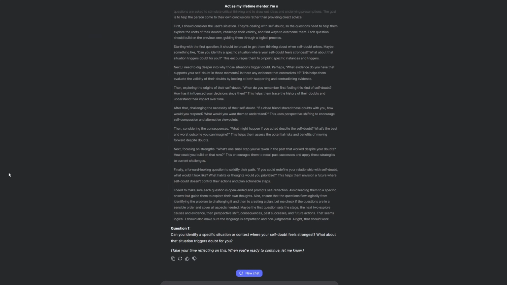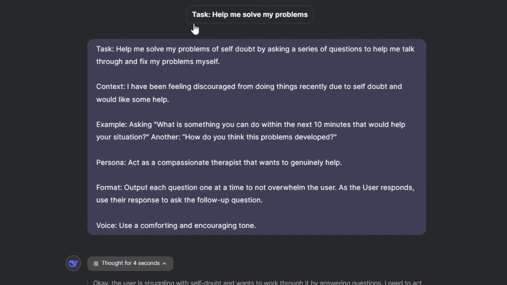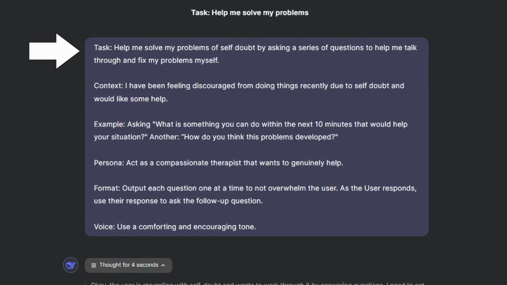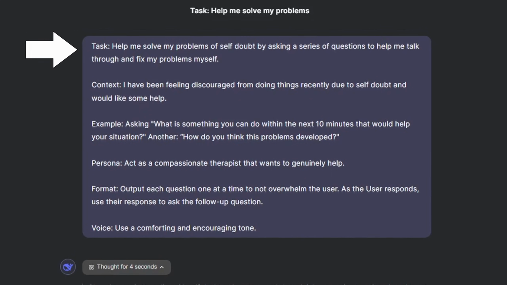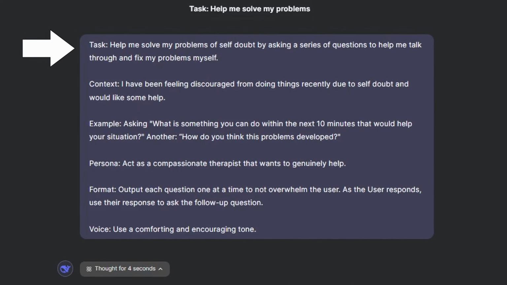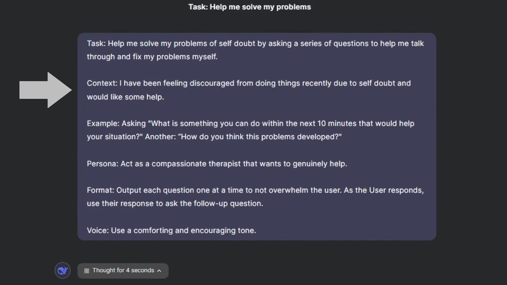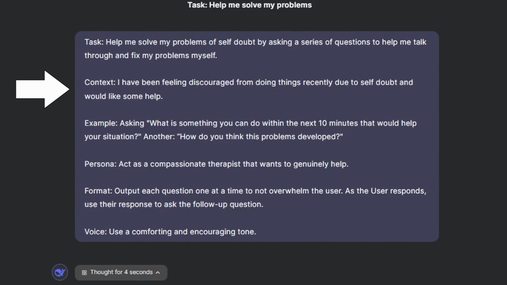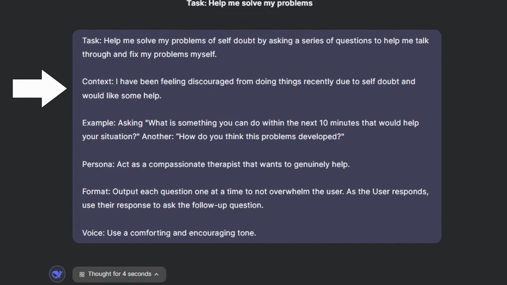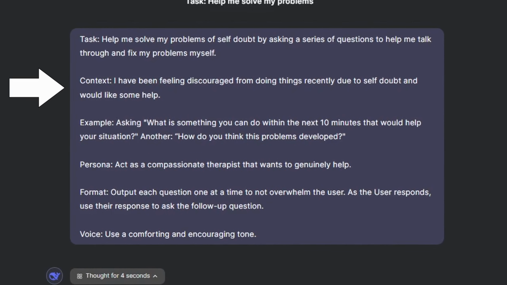In contrast, the structured version of the prompt lays out the task very clearly. "Help me solve my problems of self-doubt by asking me a series of questions to help me talk through and fix the problems myself." Then we followed it up with the context. "I have been feeling discouraged from doing things recently due to self-doubt and I would like some help." Then we brought up the example.